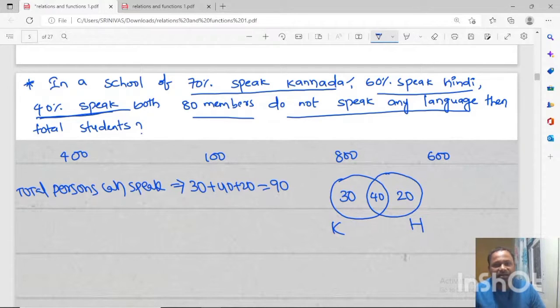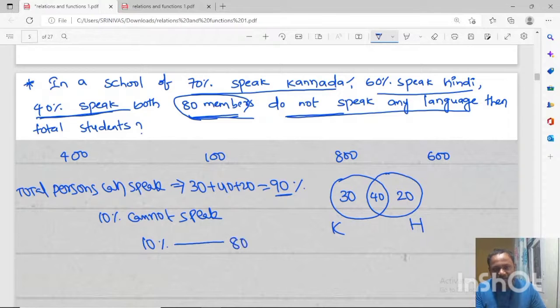But in the question, what is given? 80 members do not speak. So 90% can speak means 10% cannot speak. 10% cannot speak. So in the question, 80 members do not speak. That means the 10% value is 80 members. We need the total students, that is, 100%. This is the question.